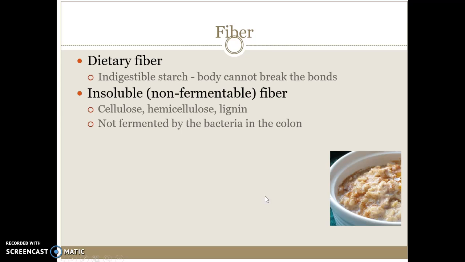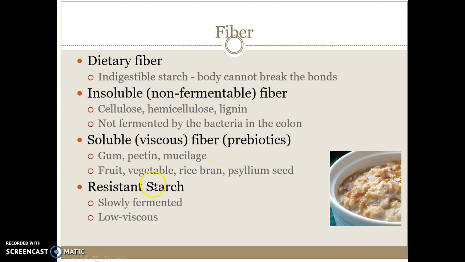Fiber then, it's indigestible. As we said, we don't have the enzymes to break it apart. But in our colon, there is some bacteria. Some fibers our colon can break down. That's called soluble fiber. Some fiber our colon cannot break down, and that's called non-fermentable fiber. And this is good because it helps move the bowels and it prevents cancer. This is good also because it provides energy for the microbes in your colon. So it keeps a really healthy colon. Resistant starch is kind of a type of soluble fiber.